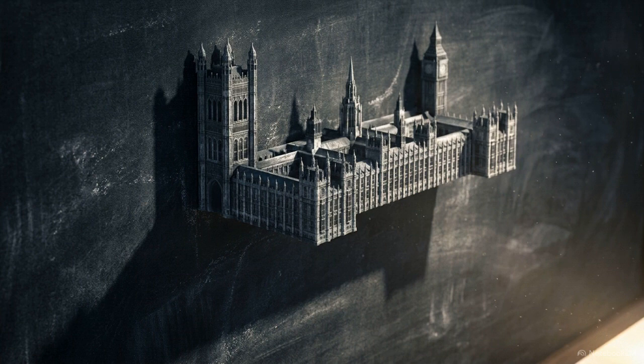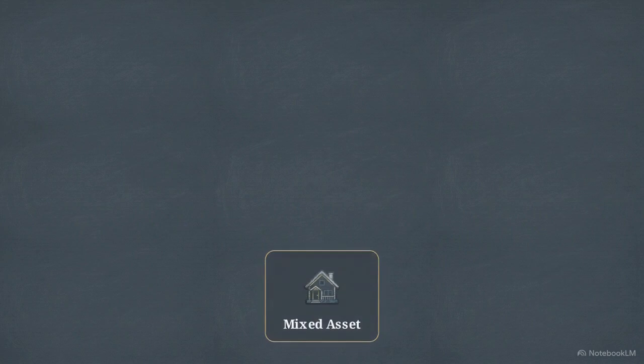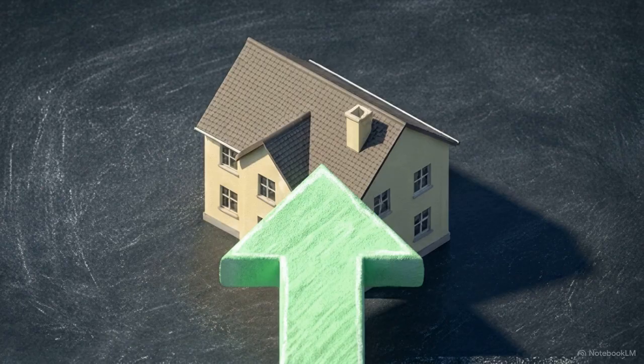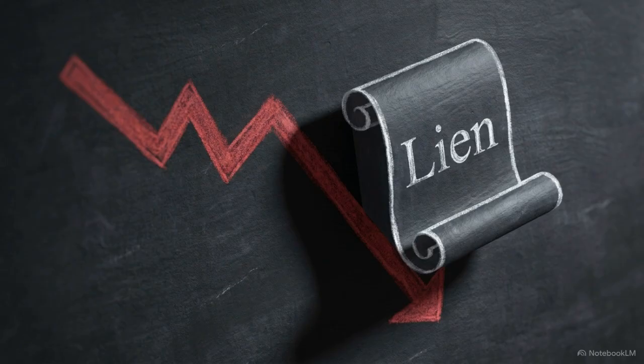McEwen. The beneficiary has the right to elect one of two options. They can claim a proportionate share of the mixed asset or enforce a lien against it. This choice is strategic. If the mixed asset has increased in value, the beneficiary claims a proportionate share to capture the profit. If the asset has depreciated, they enforce a lien, forcing the defaulting trustee to suffer the loss first.